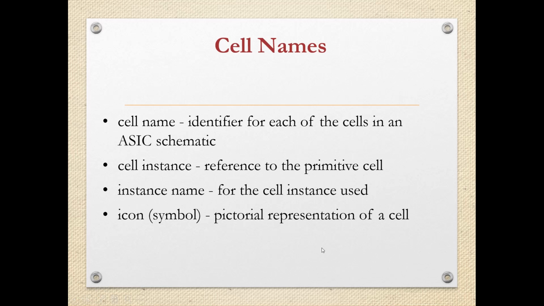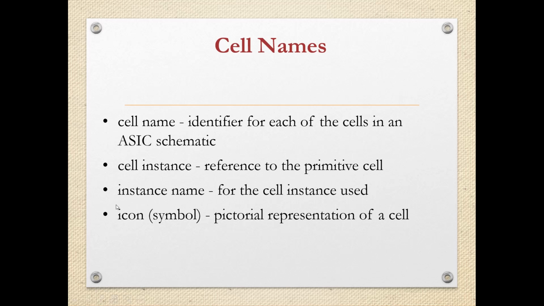So for a particular component or a particular cell which you have designed, there are some cell names given to them. The cell name is the identifier for each of the cells in an ASIC schematic. For example, that HADD, which is the cell which we have seen and that is designed and put into the library. So cell instance is the reference to the primitive cell. Like if there are such multiple half adders required in the design, then the cell instance name will be given, like half adder 1 and half adder 2.